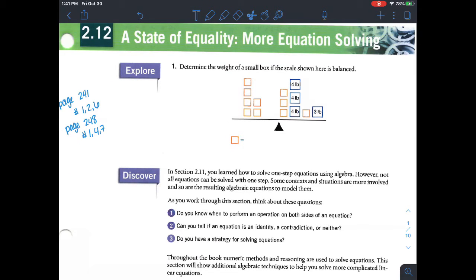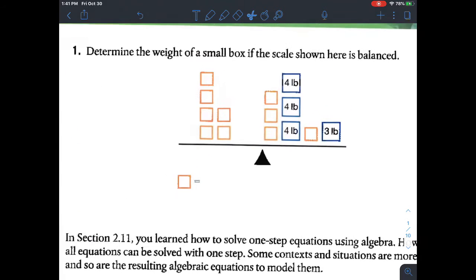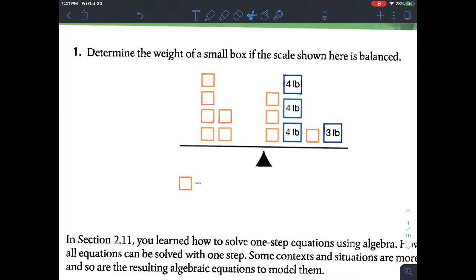All right, and then the second assignment for today is 2.12, solving more equations. That's why I grouped them together. They're both really short, pretty easy, and they go over the same thing. Okay, so this one's kind of a visual representation of what equations are.